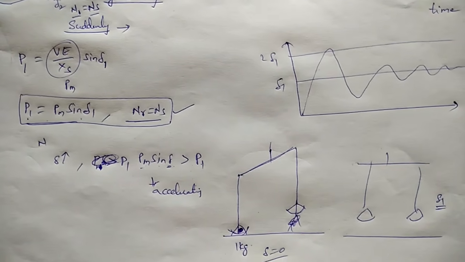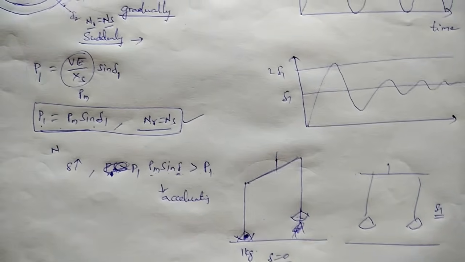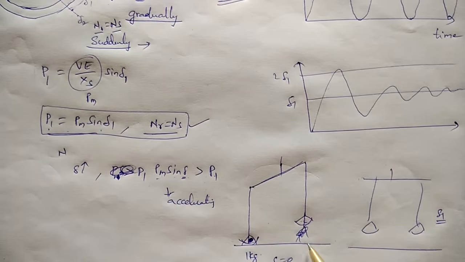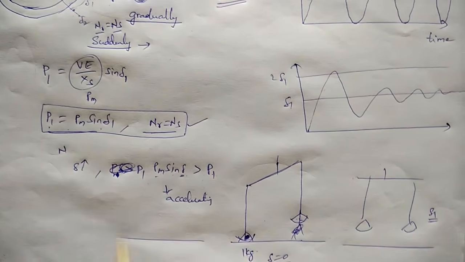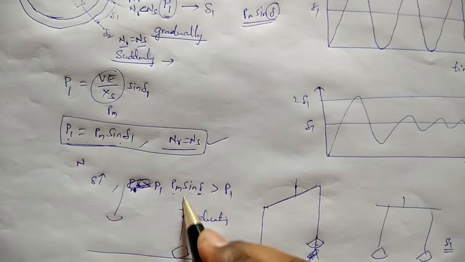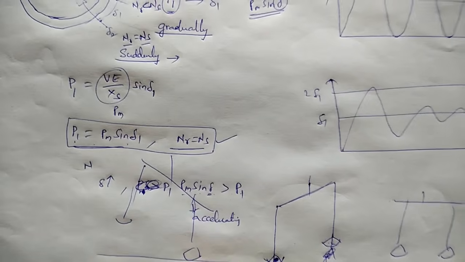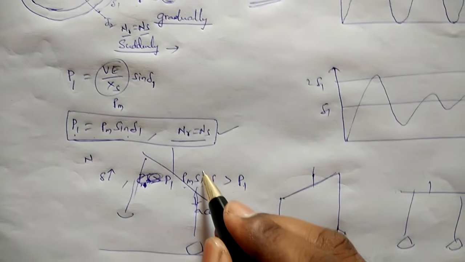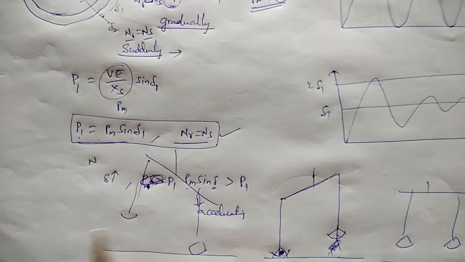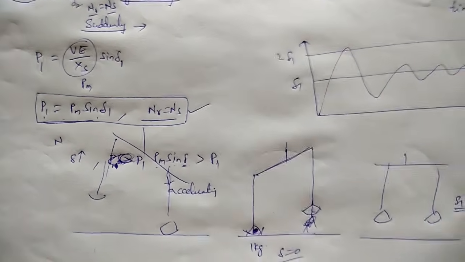Now instead of that, you are putting the load here suddenly. What will happen? It will go down here, and it will go back again. And again it will come down and go back to this position. So it will oscillate, and it will take a long time to come to the equilibrium position.